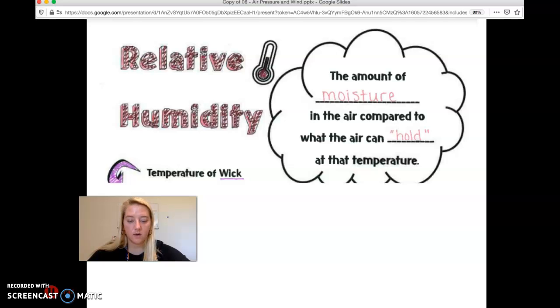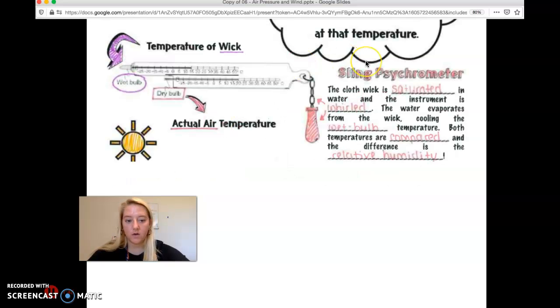That's relative humidity. We use a psychrometer to measure relative humidity. Now, the traditional measurement is a sling psychrometer, and basically it's a cloth wick on a thermometer. So this is the wet bulb. It's a wick that is wet or dampened, and you put it on a thermometer. And then it has a second thermometer that's just exposed to the air like any other thermometer.